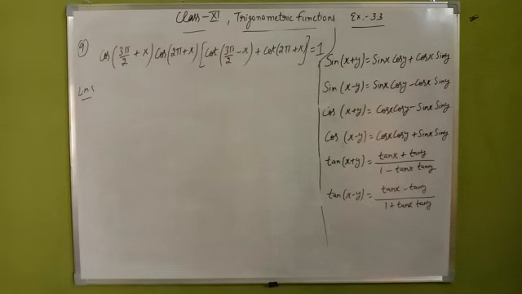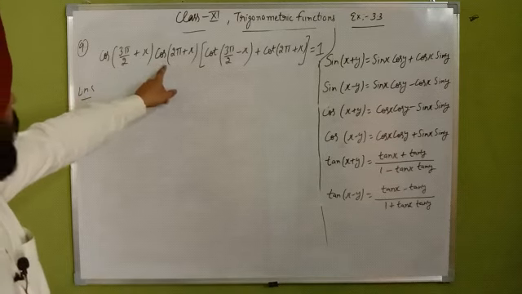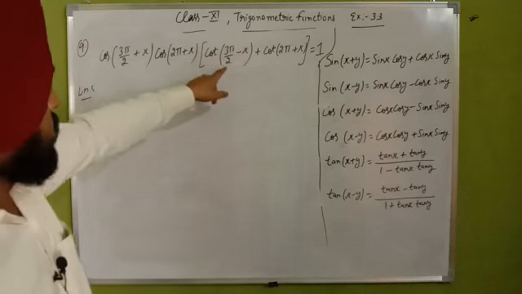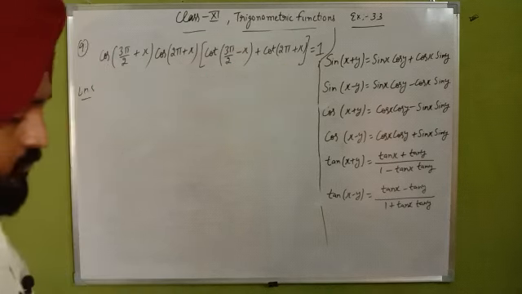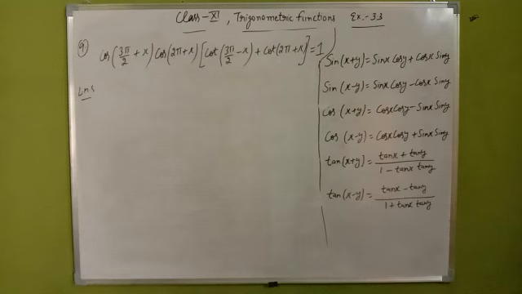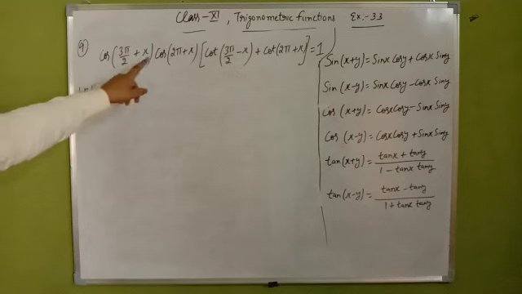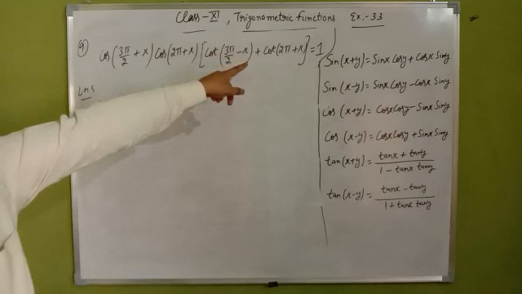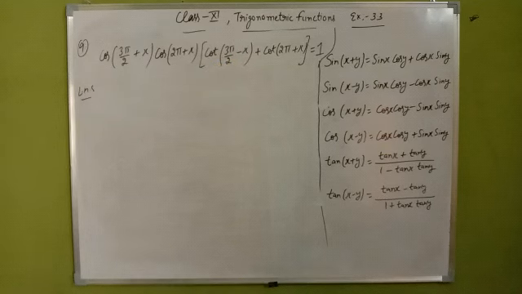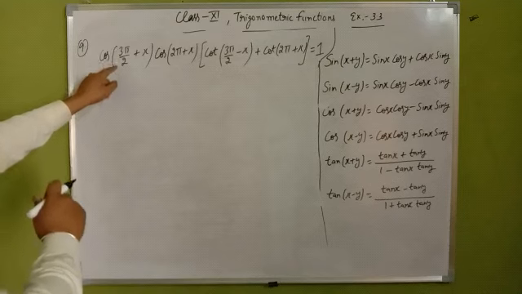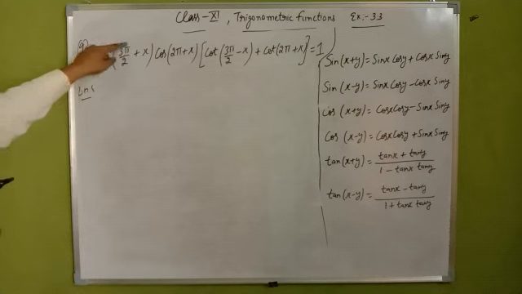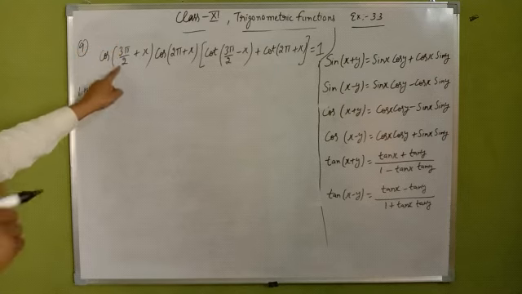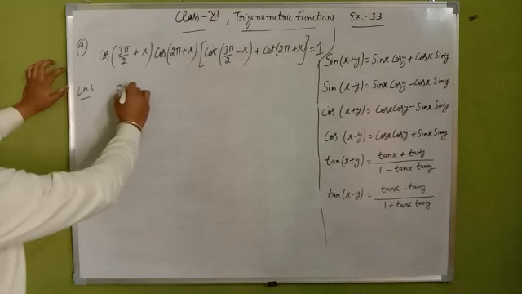Next, question number 9: cos(3 pi over 2 plus x) cos(2 pi plus x) into [cot(3 pi by 2 minus x) plus cot(2 pi plus x)] is equal to 1. We have to show that it is equal to 1. So as we know, we first have to split these: 3 pi by 2 plus x, 2 pi plus x, 3 pi by 2 minus x, cot 2 pi plus x. So check here 3 pi by 2. Now you can check it is 3 multiplied by pi by 2, that means cos will turn into sine. So we can say here sin x.